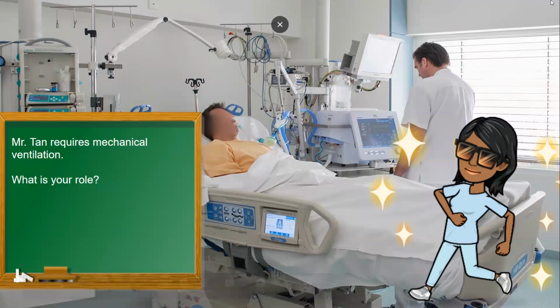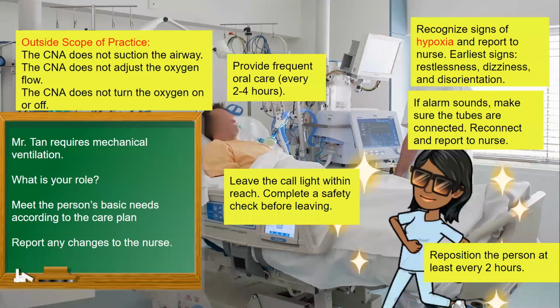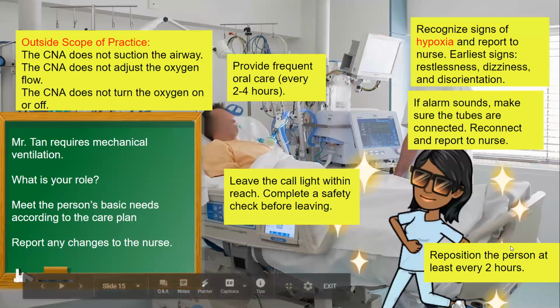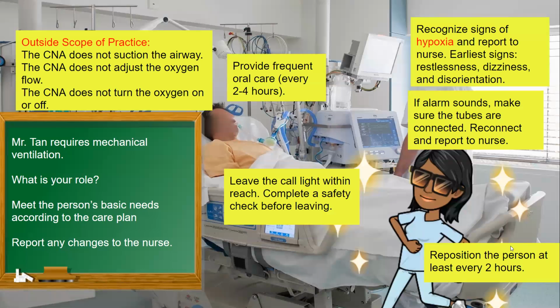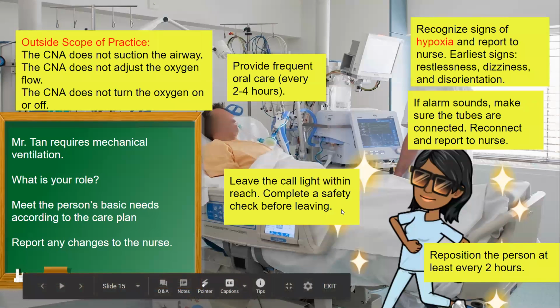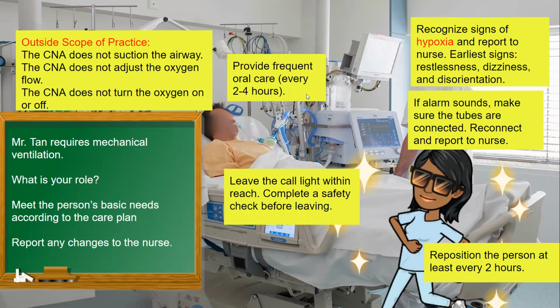Here we have Mr. Tan. Mr. Tan requires mechanical ventilation. What is your role as a CNA? Let's take a look here. The CNA needs to reposition the person at least every 2 hours. The CNA needs to leave the call light within reach, complete a safety check before leaving. The CNA should provide frequent oral care, at least every 2 to 4 hours.